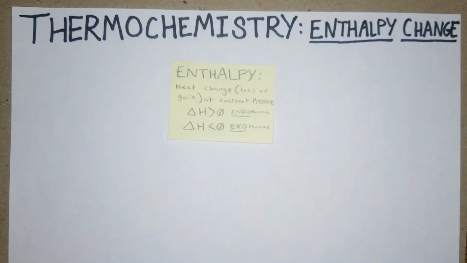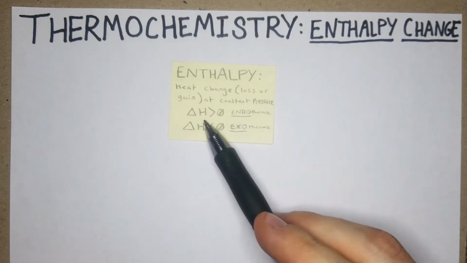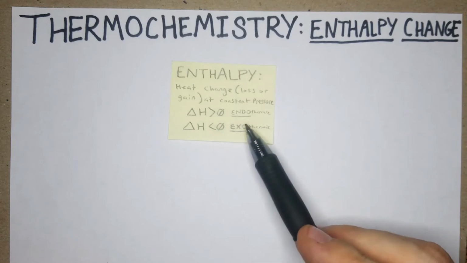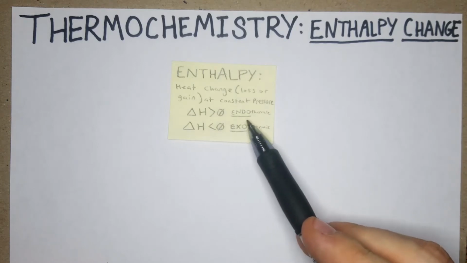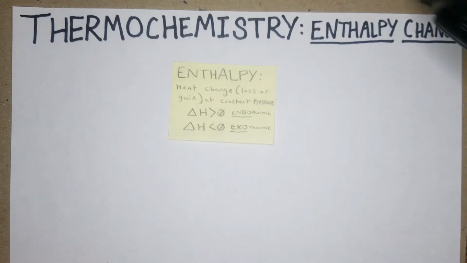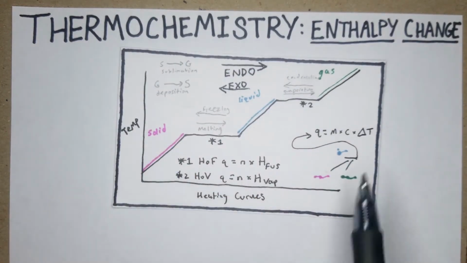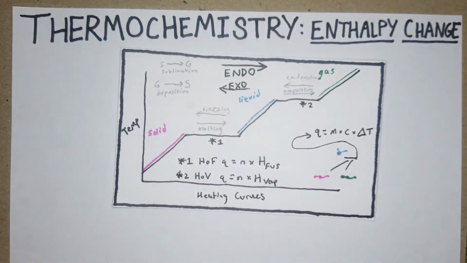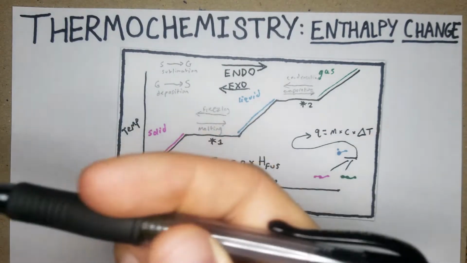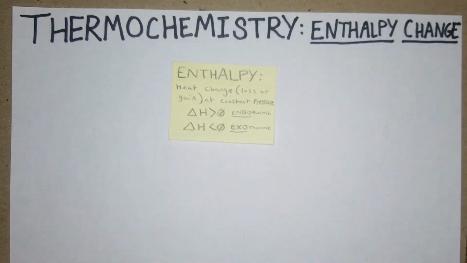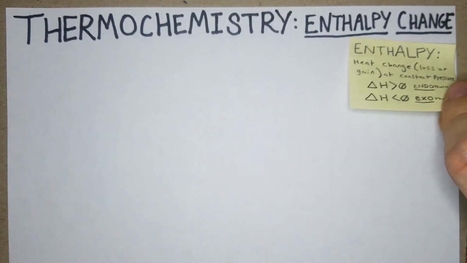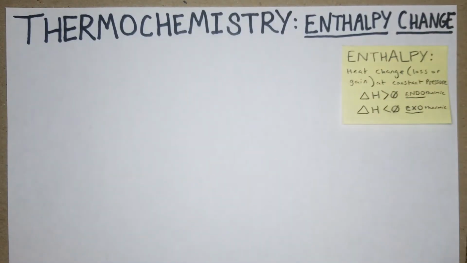So first off, what is enthalpy? Enthalpy is basically just heat change at a constant pressure, and that can be gain or loss. Just remember that if the delta H, or the enthalpy change, is greater than 0, it's endothermic, and if it's less than 0, it's going to be exothermic. And here's a quick refresher on this chart. If you're going to the right, it's endothermic. If you're going to the left, it's exo. So without further ado, let's jump into one of these problems. I'll leave that up in the corner.